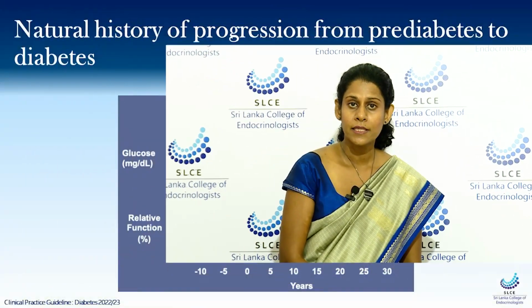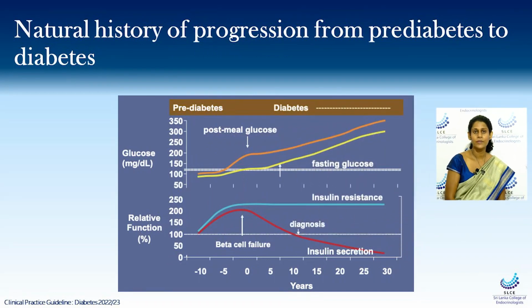So let's have a look at the natural history of progression from prediabetes to diabetes. Now in this graph, you can see in the topmost part, it shows the values following a post-meal glucose test and a fasting glucose test. Usually in prediabetic patients, we see that the first thing to become elevated is the post-meal glucose rather than the fasting glucose. But as time goes on, both of these will increase.